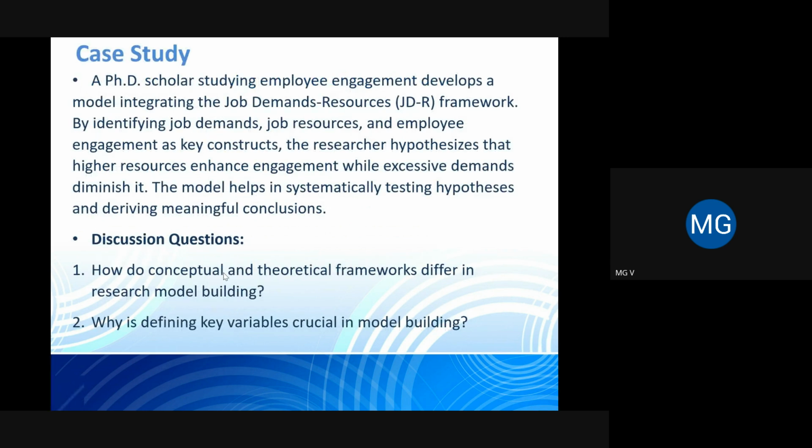A scholar studying employee engagement develops a model integrating the job demands-resources framework, abbreviated as the JD-R framework. By identifying job demands, job resources, and employee engagement as key constructs, the researcher hypothesizes that higher resources enhance engagement while excessive demands diminish it. The model helps in systematically testing hypotheses and deriving meaningful conclusions.